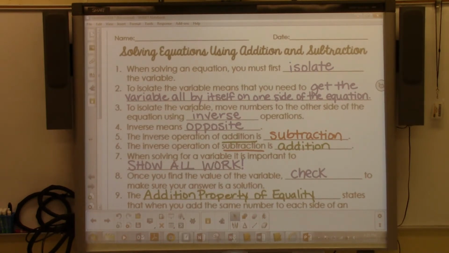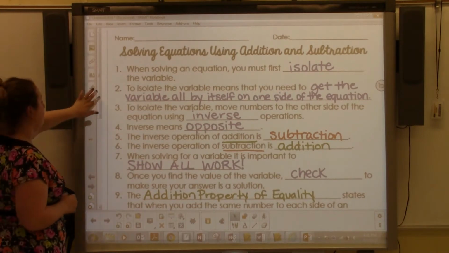When solving for a variable, it is important to show all your work. Once you find the value of the variable, you're going to check to make sure that your answer is in fact a solution. You want to make sure it actually makes sense.